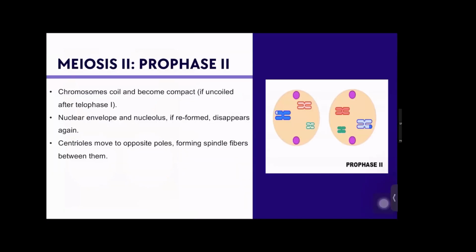Now let's go to your meiosis 2, prophase 2. So in meiosis 2 prophase 2, both of your cells would now enter the process. However, class, unlike meiosis 1, DNA does not replicate before meiosis 2 begins, because again, we no longer have an interphase in our meiosis 2. So in prophase 2, the nuclear membrane would disappear and the centrioles would move to opposite poles, forming spindle fibers between them.